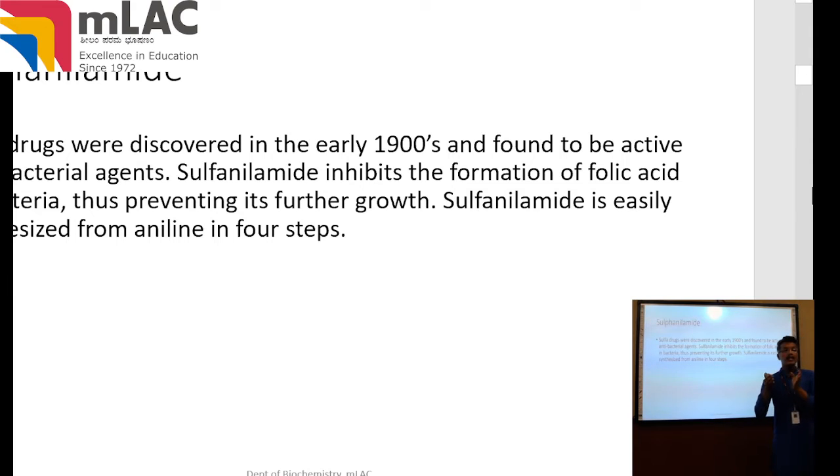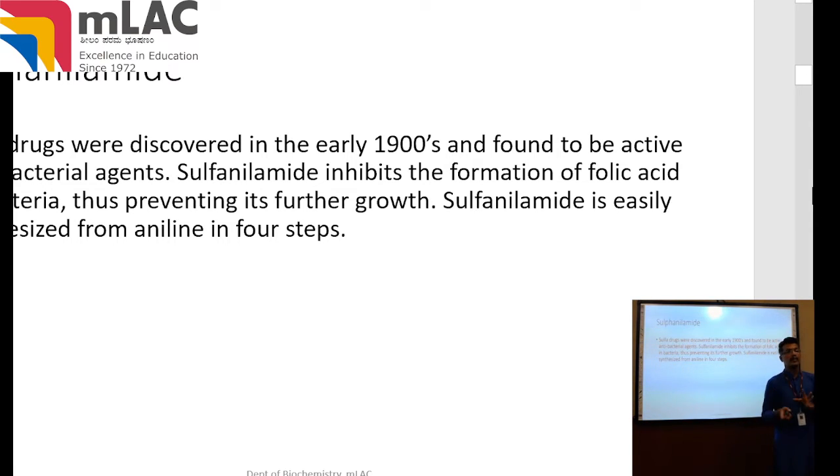The prontosil discovery led to a group of drugs discovered later called the sulfa drugs, or the sulfonamide drugs. The sulfa drugs were discovered in the early 1900s and found to be effective antibacterial agents. They inhibit the formation of folic acid in bacteria. We all know that folic acid is an important coenzyme which has to be present for various nucleotide metabolic pathways. By blocking that pathway, we are blocking the growth of bacteria. So it is a bacteriostatic agent. It stops the growth of bacteria and prevents its further growth, and sulfonamide can be synthesized from aniline in 4 steps.